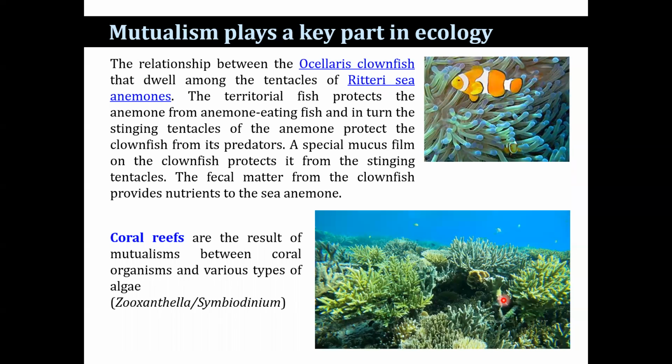And mutualism also plays a key part in the ecology, and here are another two good examples: the relationship between the clownfish and the sea anemone. Particularly, this clownfish protects the anemone from anemone-eating fish, and in turn the stinging tentacles of the anemone protect the clownfish from predators. A special mucus film on the clownfish protects it from the stinging tentacles, and the fecal matter of the clownfish provides nutrients to the animals.